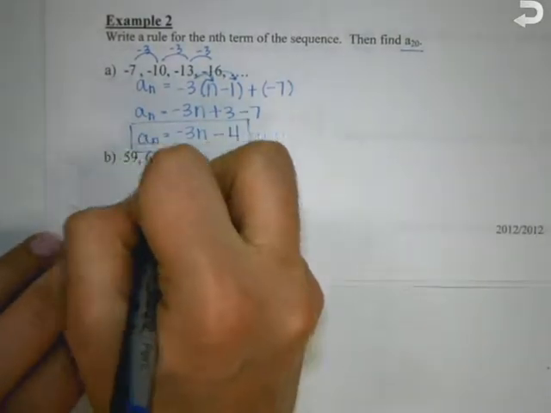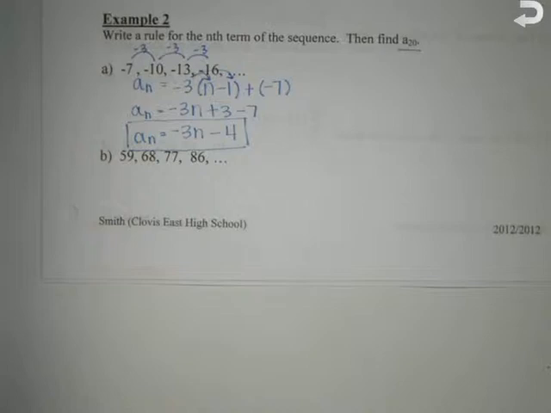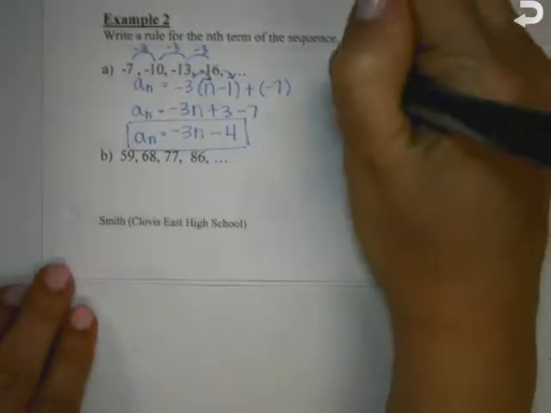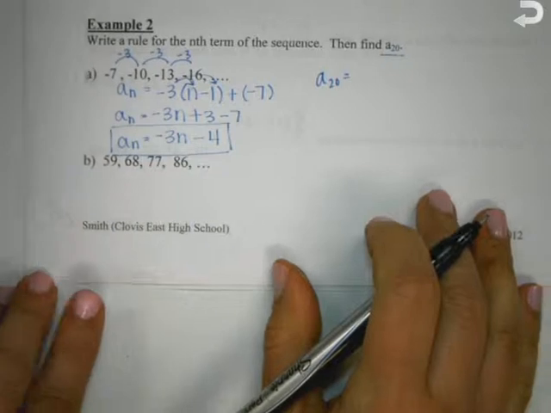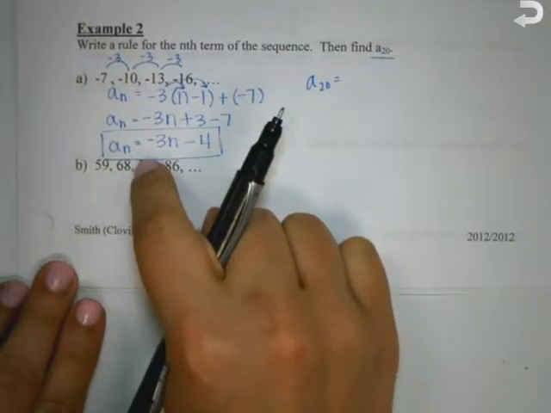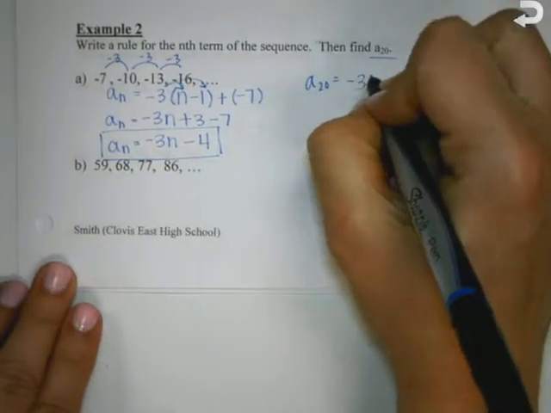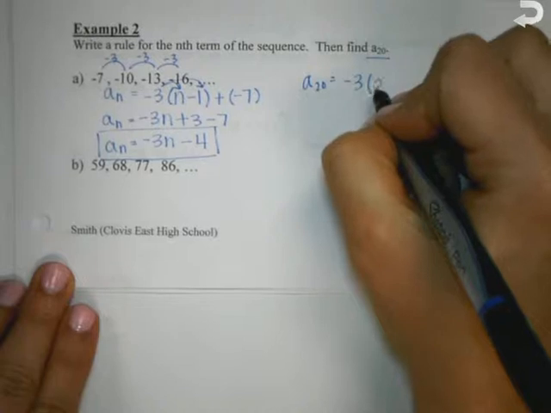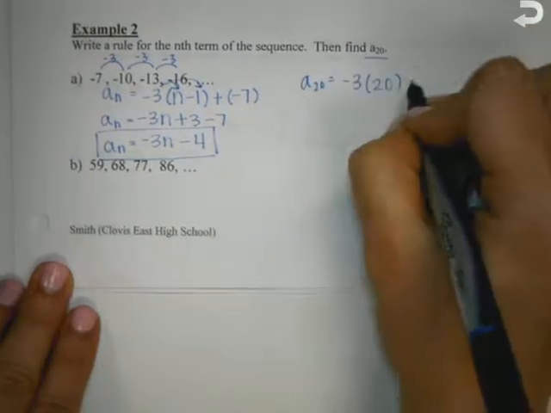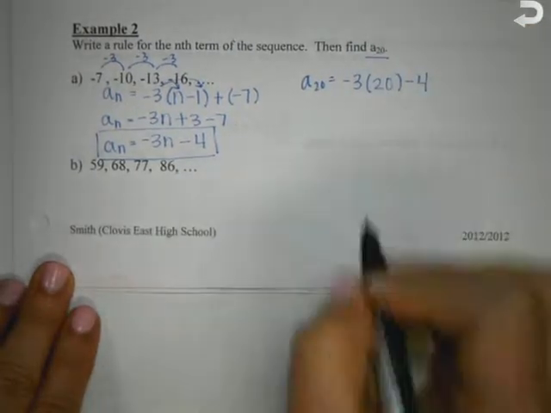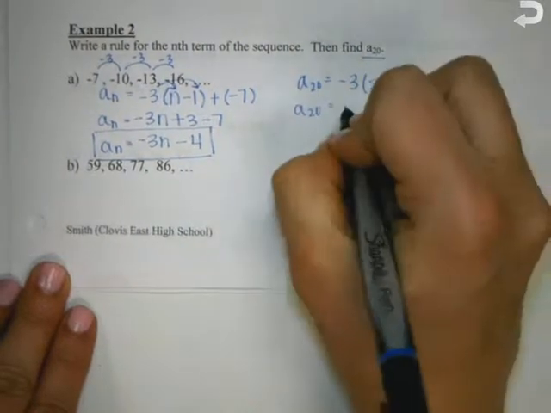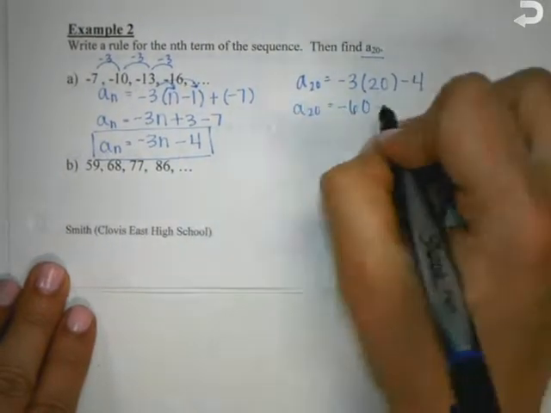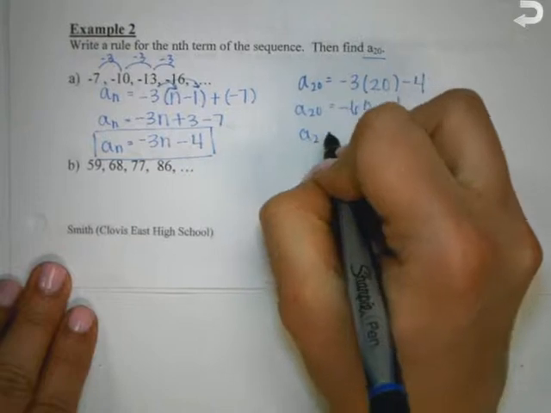And then we want to find a sub 20. So we're going to take a sub 20 and plug it in to this formula that we just found. So -3 times 20 minus 4. So a sub 20 equals -3 times 20, which is -60, minus 4. So a sub 20 is equal to -64.